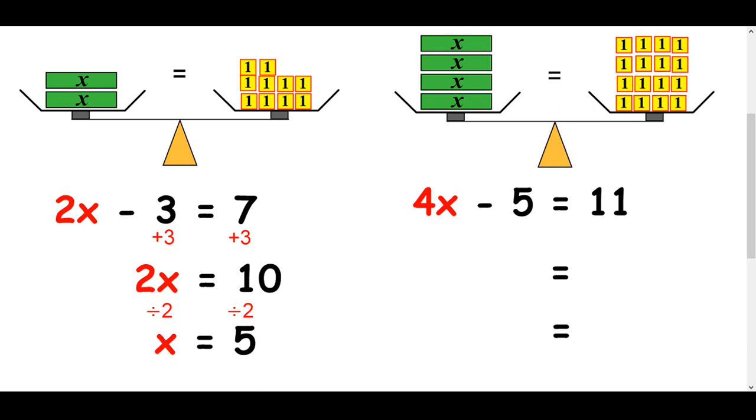Okay, so what I did there was I added 5 to both sides, just like that. Left me with the 4x. It gave me 16 here, you can count them here. Split it into 4 on both sides to get x on its own, and your answer is 4.